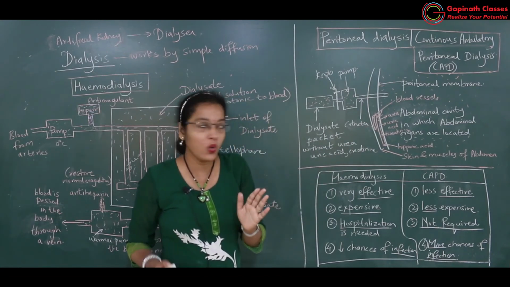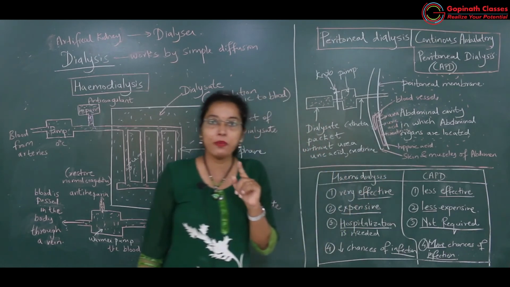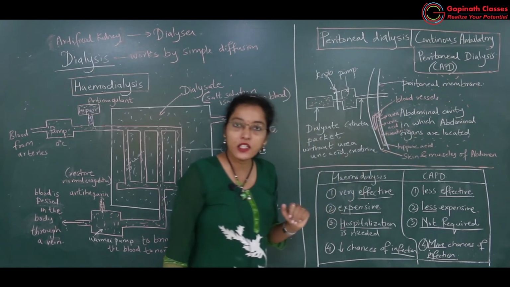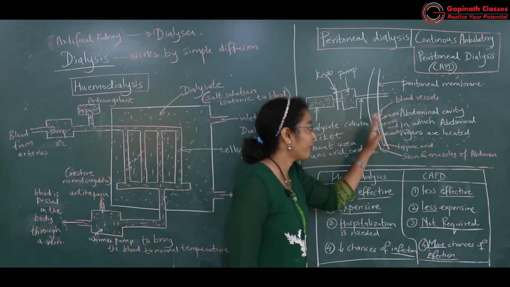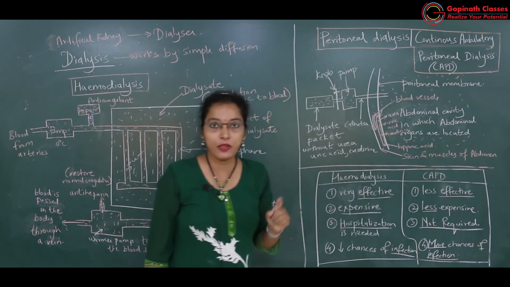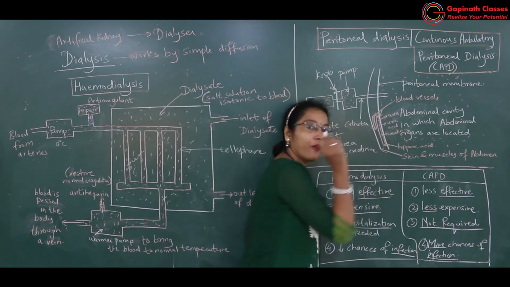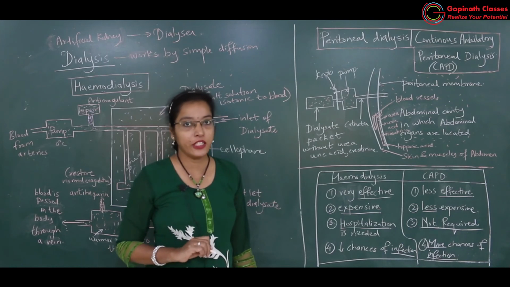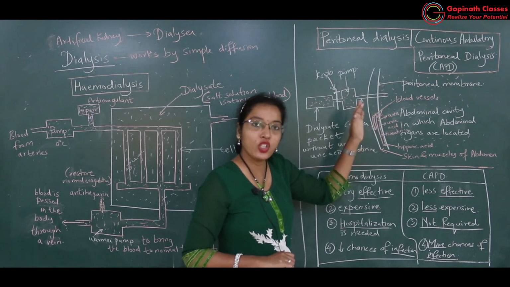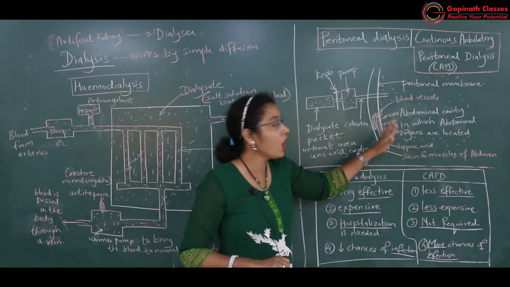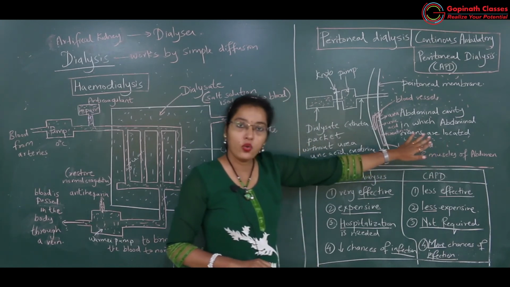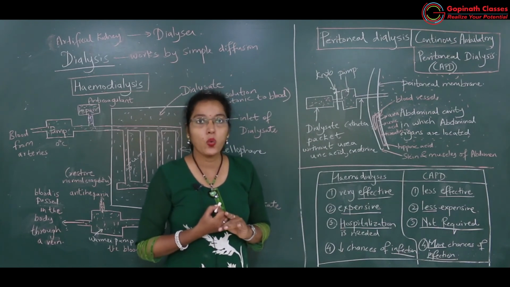So what will happen now? The peritoneal membrane will act as a semi-permeable membrane. Since it is a semi-permeable membrane, definitely simple diffusion will occur here, and the excess amount of nitrogenous waste and different ions will enter from the blood capillaries into the dialysate present in the abdominal cavity. Thus whatever nitrogenous waste and toxic substances were there in the blood will enter the dialysate of the abdominal cavity.